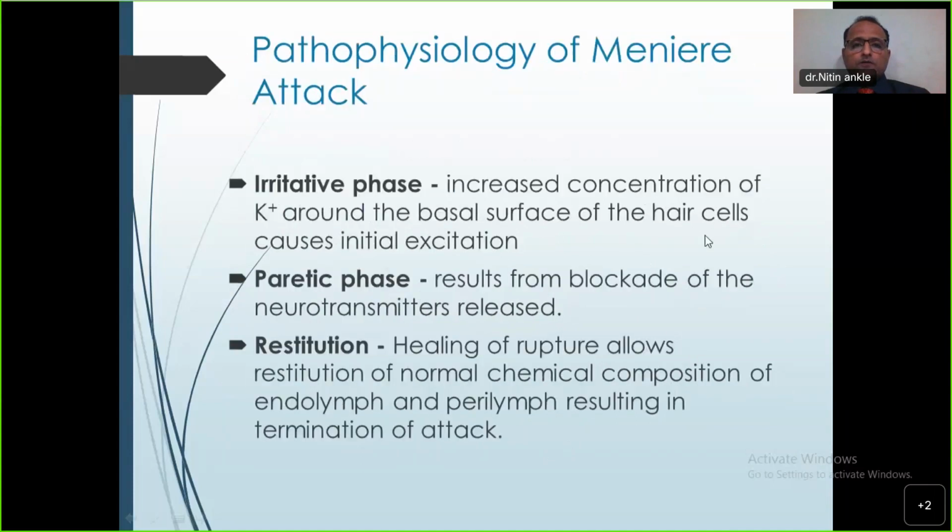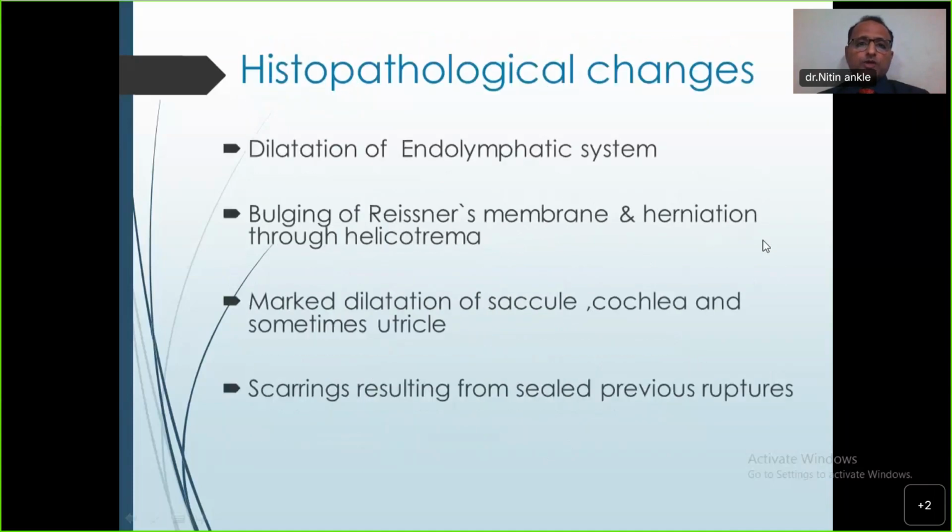Now, after the pathophysiology, we will come to the histopathological changes. This has already been told by me. There is a dilatation of the endolymphatic system. There will be bulging of Reissner's membrane and herniation through the helicotrema. There will be marked dilatation of the saccule, cochlea, and sometimes even the utricle. There will be scarring resulting from previous ruptures and their healing. Ultimately, this is going to cause gradual sensorineural hearing loss.